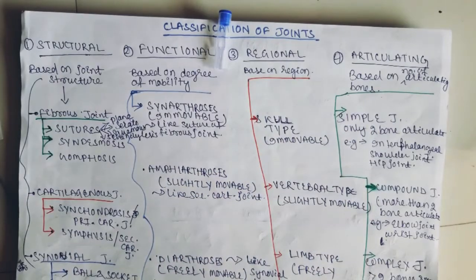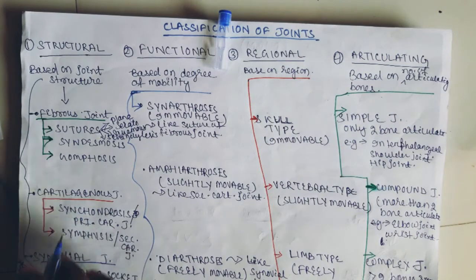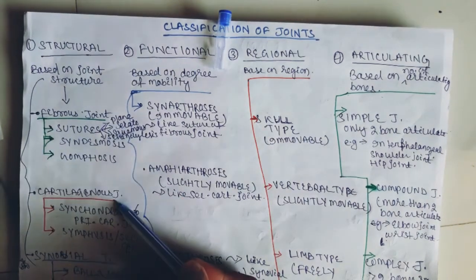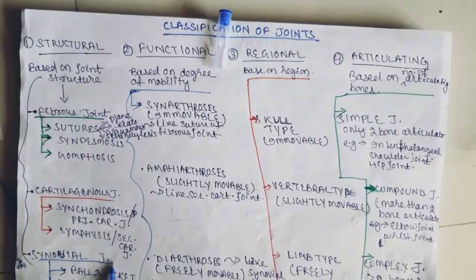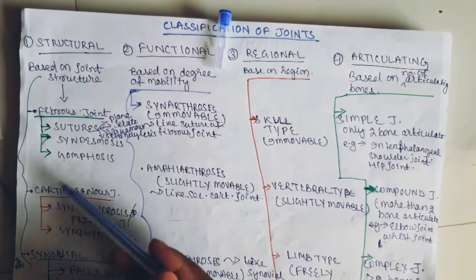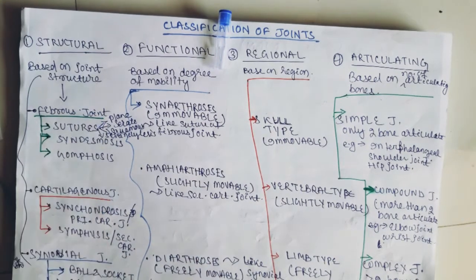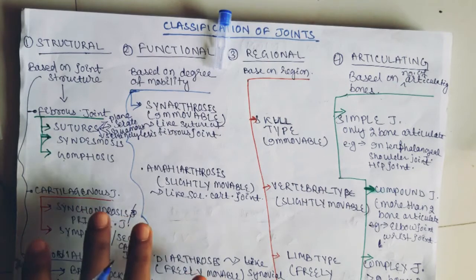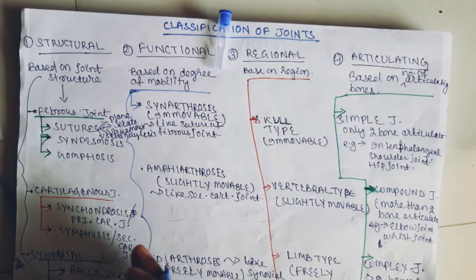Structural joints are again divided into three types: fibrous joint, cartilaginous joint, and synovial joint. These three joints are again divided into varieties, which I will explain later. First one is the fibrous. Fibrous joint is an attachment through fibrous tissue, and it is immovable. If there is any movement it will move, otherwise it will not move at all.